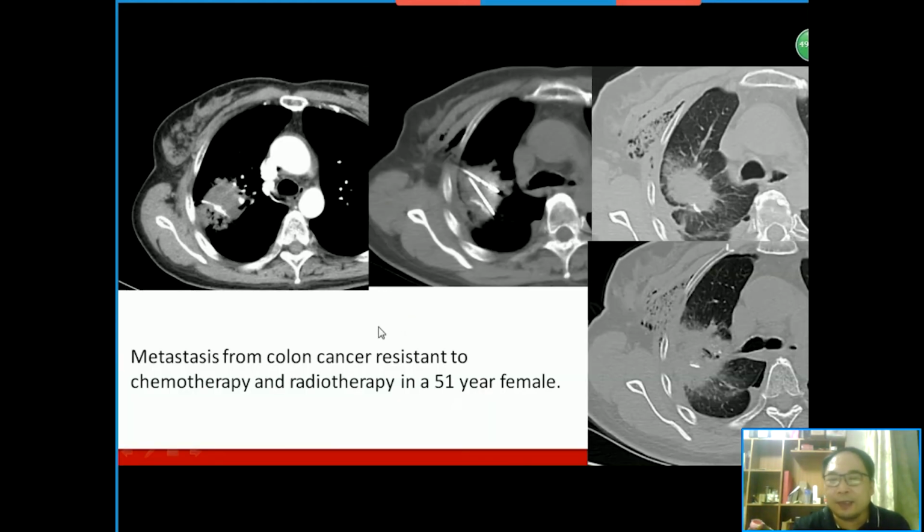This is another lesion, a metastasis from colon cancer, resistant to chemotherapy and radiotherapy, in a 51-year-old female. This lesion became larger and larger even after chemotherapy, and she received 1 cycle of SBRT radiotherapy, and the lesion became larger. So I used 2 antennas to ablate the lesion.